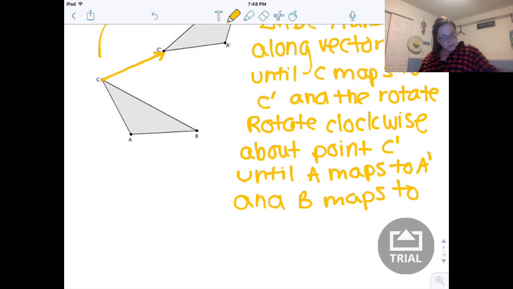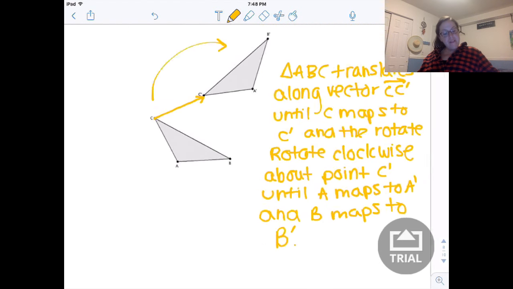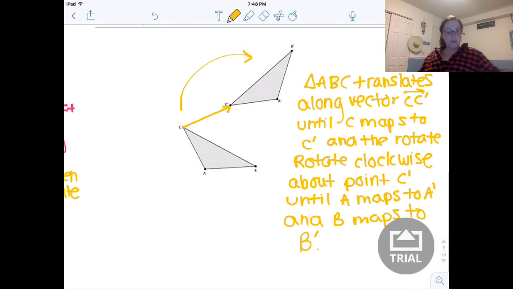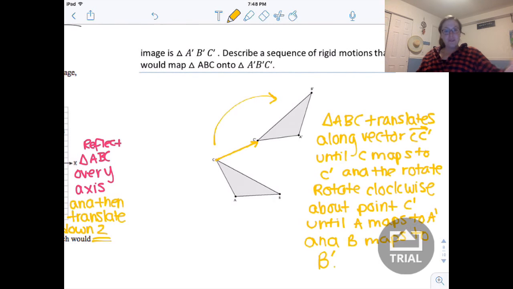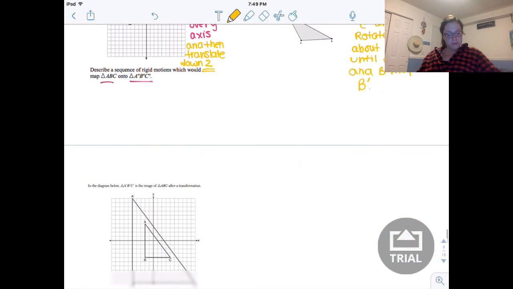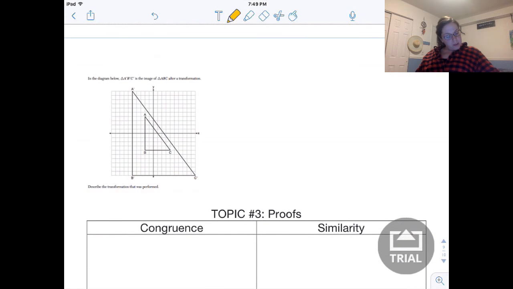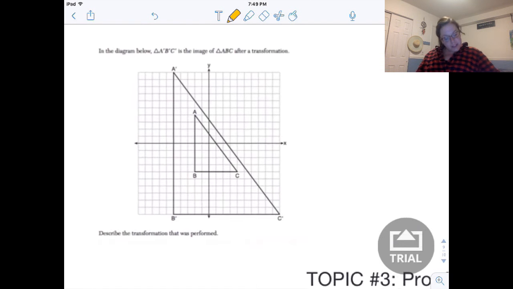And that is the kind of response that would get you full credit, okay? I know it's very thorough, but we've been describing transformations like this all year, so I know you guys can do this. Just take your time and make sure you've included every part. Okay. One last one, and then we're going to do a couple proofs, and we'll be done. Okay? Last one. So this says, describe the transformation that was performed.